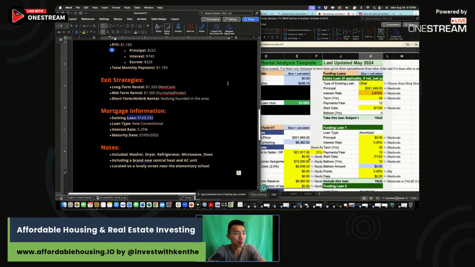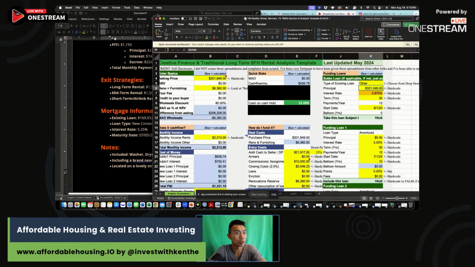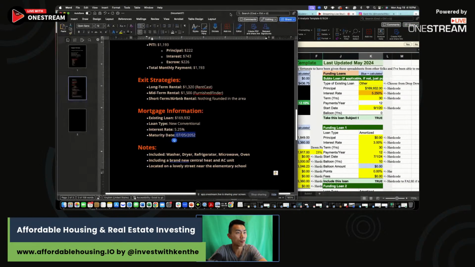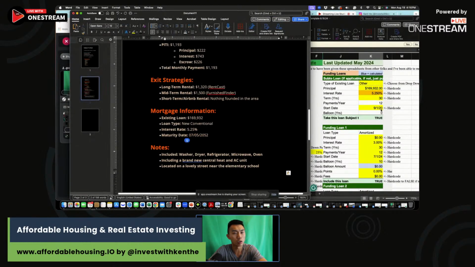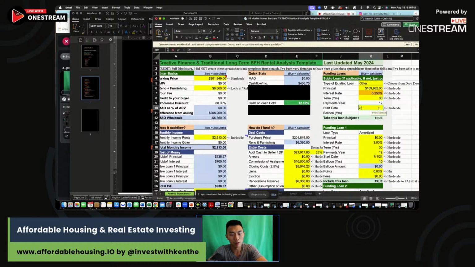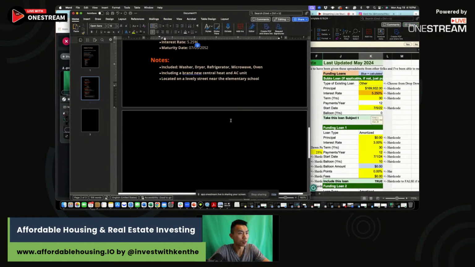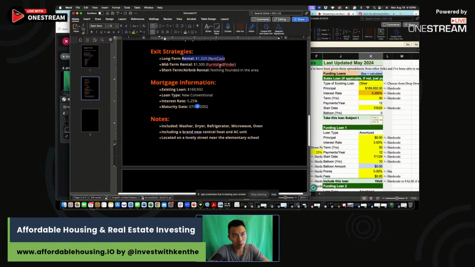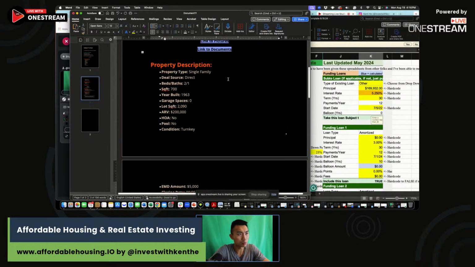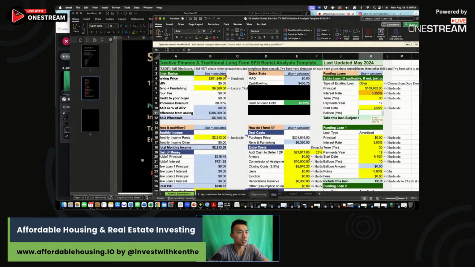And this loan has a balance of 169,932, with an interest rate of 5.25%. This matures in 7/5/52. So when it started 30 years ago, 7/5/22. Okay. We got our numbers in here. It says right here that they estimate the rent is $1,320. Let's do some due diligence on that and see what we see here.